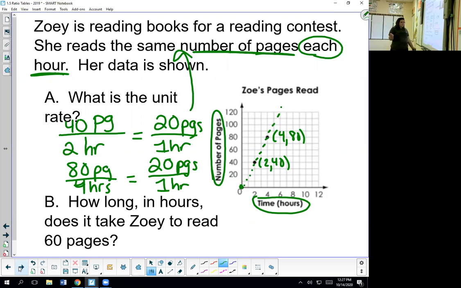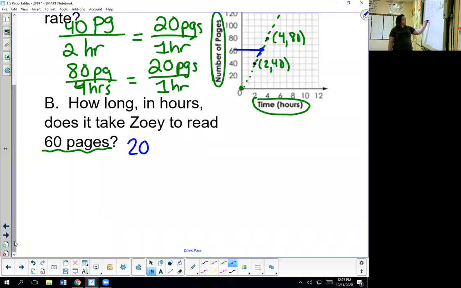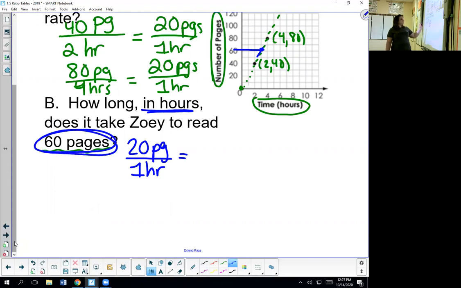So just adding this, how long in hours would it take Zoe to read 60 pages? So you could use the graph if you'd like. So if she wants to read 60, where would it hit the line at? Now you can look at it that way, or you can look at what we know. Okay? We know 20 pages she can read in 1 hour. I want to know, in hours, she's going to read 60 pages. This is 60 pages. That would go on top, not on bottom, so this would be 60.